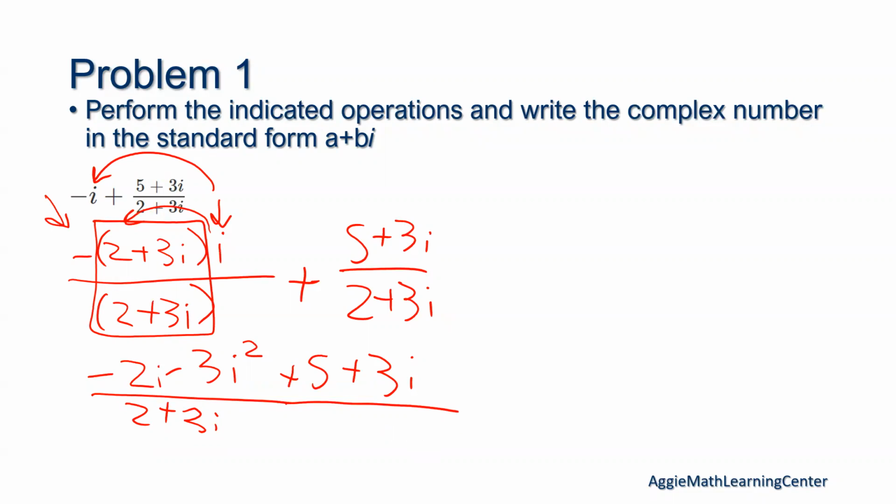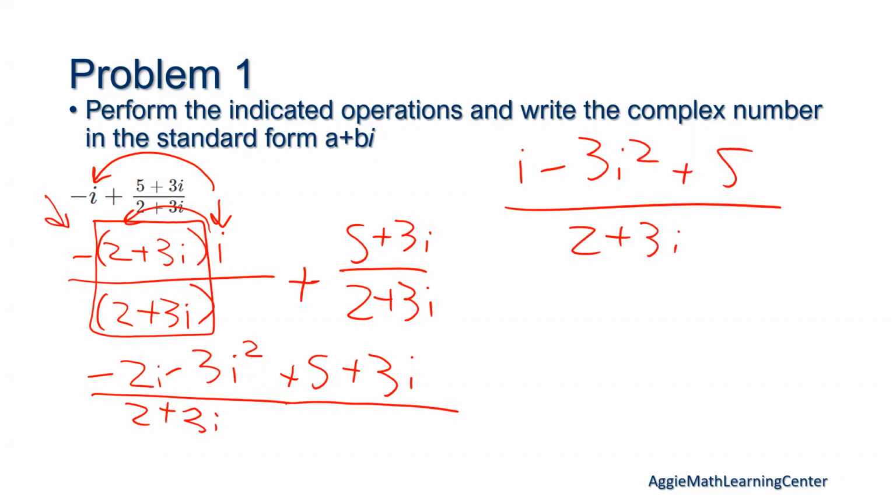Okay, so on the top here, we have 2 things we can combine. We can combine this -2i and then this 3i. So I'm going to do that over here, so it should just be i, and then minus 3i squared plus 5 over 2 plus 3. Now is when I'm going to do the reciprocal, or not reciprocal, the conjugate. So that means we are going to multiply by another special 1, but turn the plus into a minus.